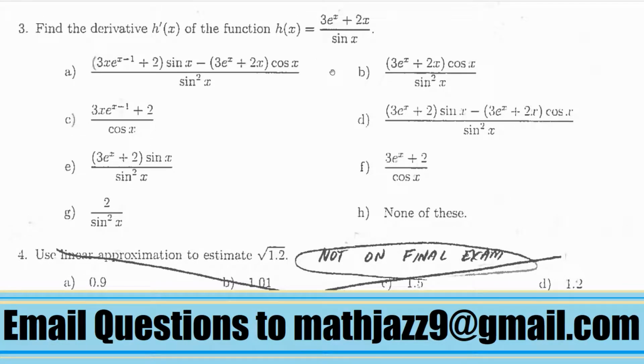So, find the derivative h prime of this function. Our function is a pretty nasty one here, to be honest. So let's write it down. We have h of x is equal to 3 to the x plus 2x over sine of x.